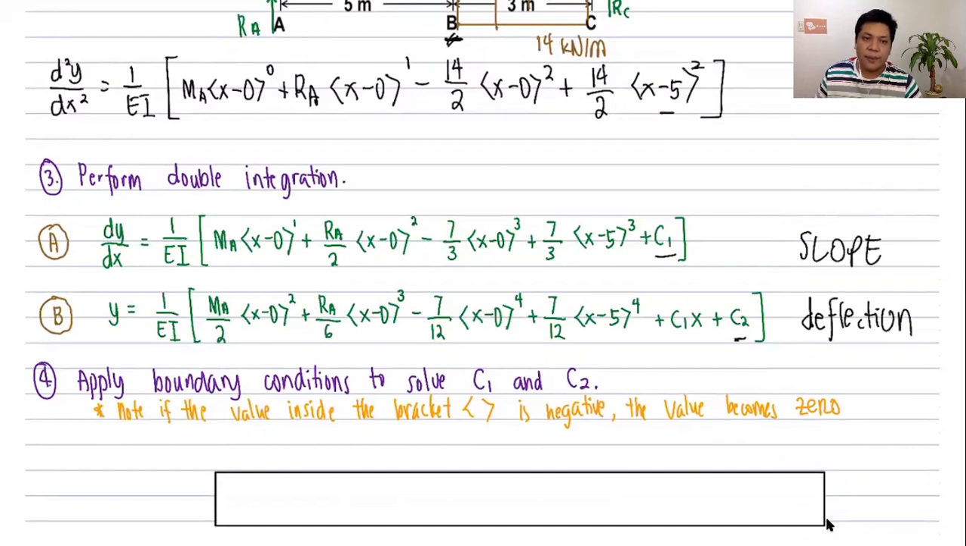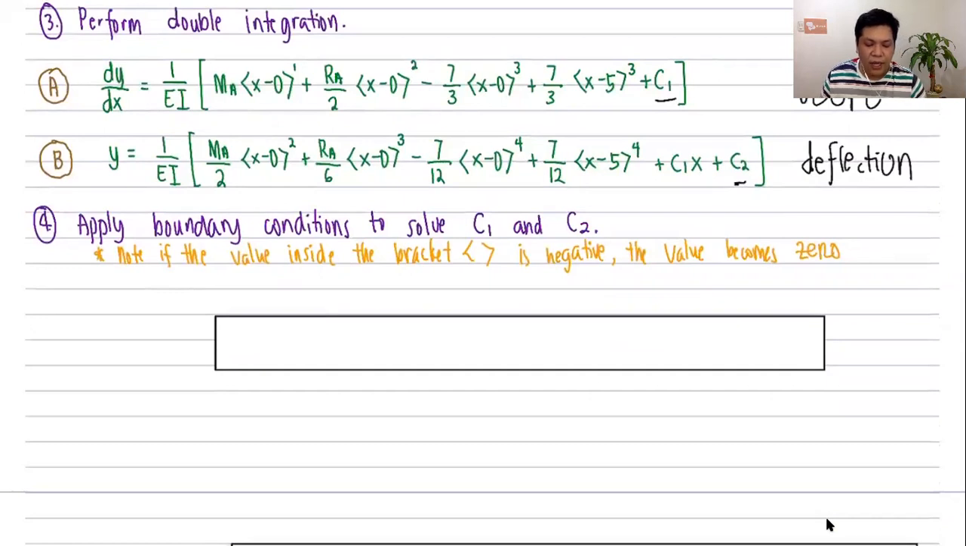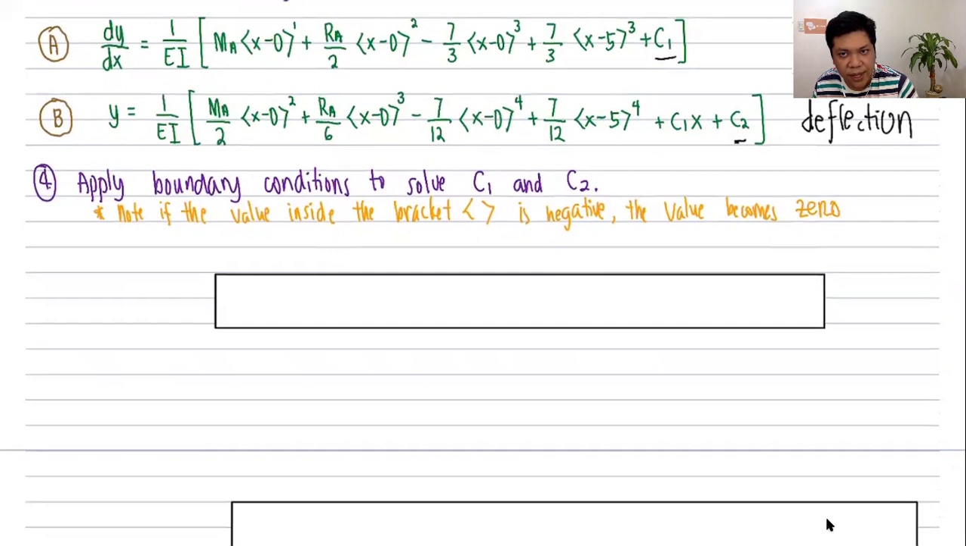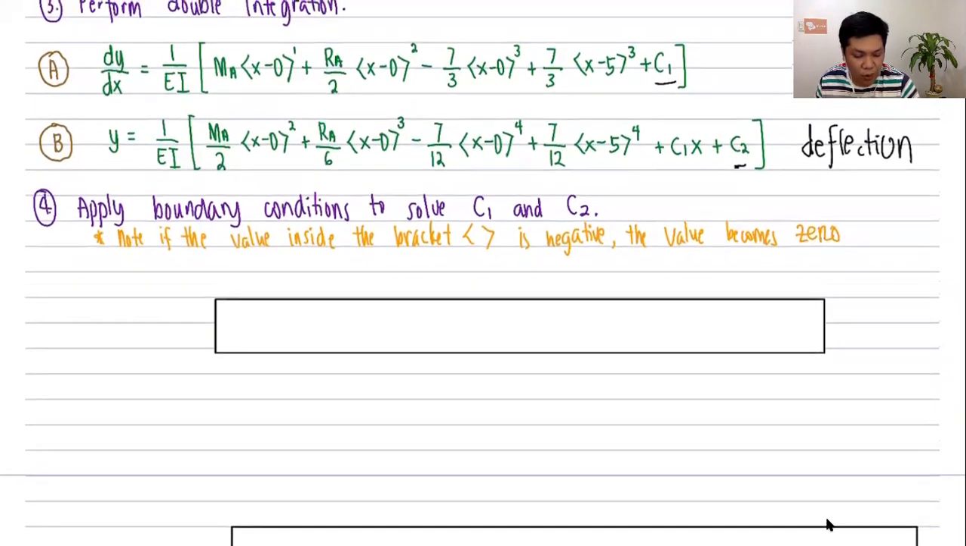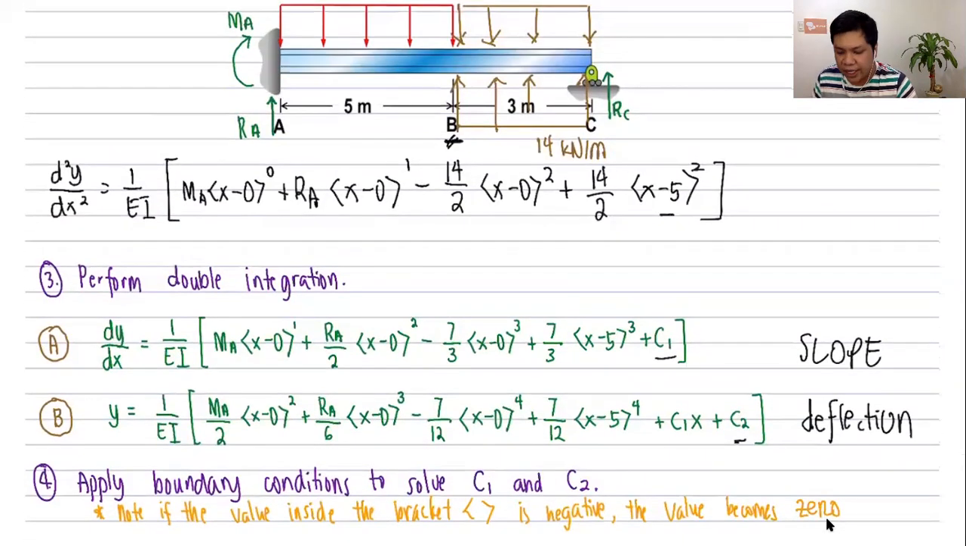Okay? After that, step number 4 is to apply my boundary conditions in order to solve for C1 and C2. Also remember that my boundary conditions are actually my compatibility equations. And if the value inside the bracket, as a reminder, is negative, the value becomes 0. Okay, so going back to my original figure, I should know that I have a fixed support over here.